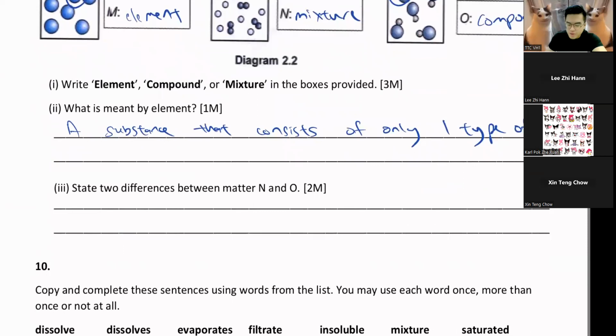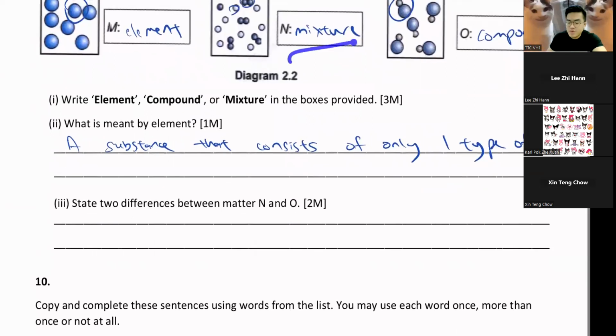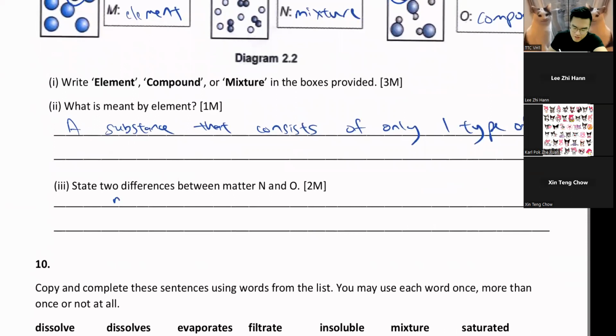2 differences between mixture and compound. Wow, so many things you can write here. What's the difference between mixture and compound?